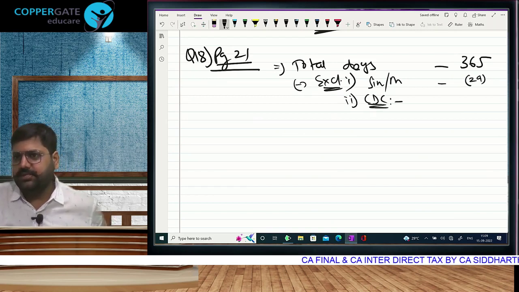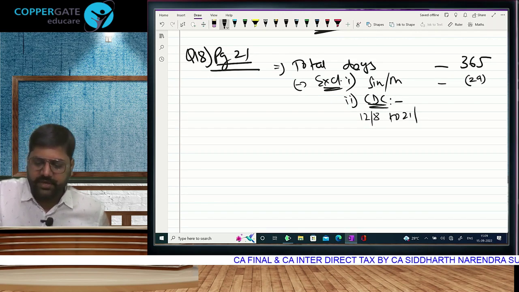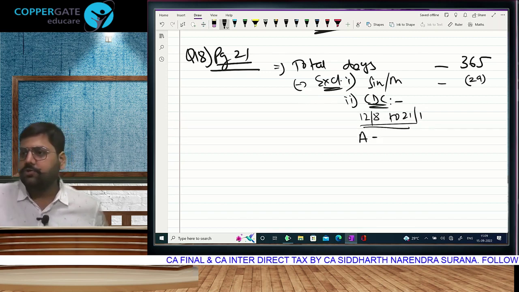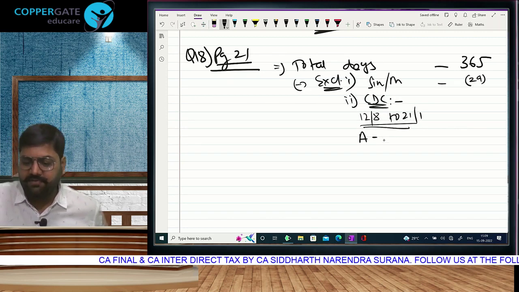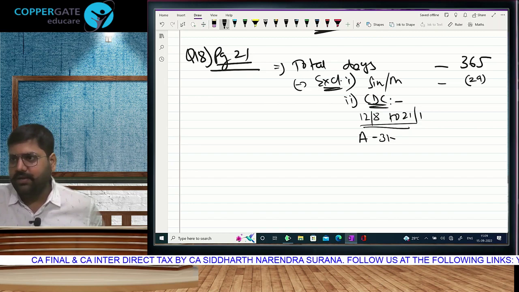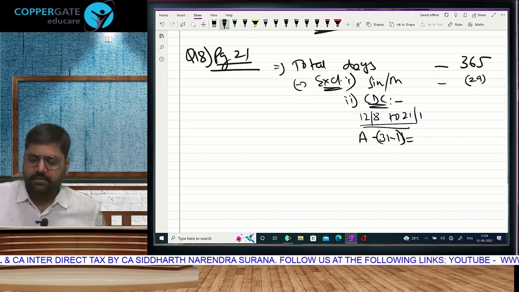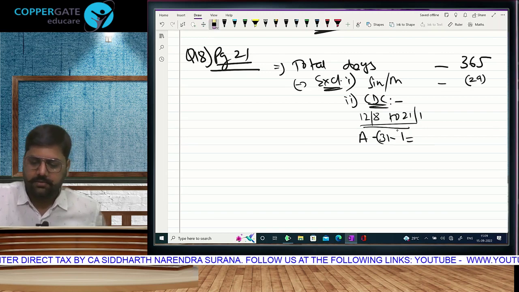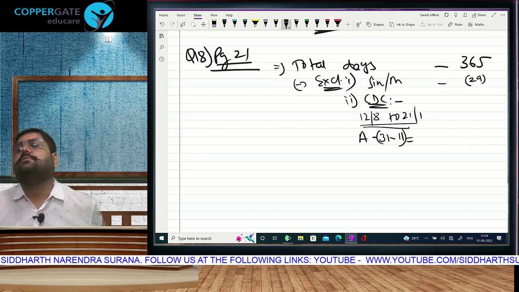CDC period. CDC period is from which date to which date? 12th August to 21st January. So how many days is this? One by one. In August, total days are how many? 31. But from that how many will we remove? 12 or 11? 11 we have to remove because from 12th we are counting his CDC. Yes or no? So how many days of CDC in August?